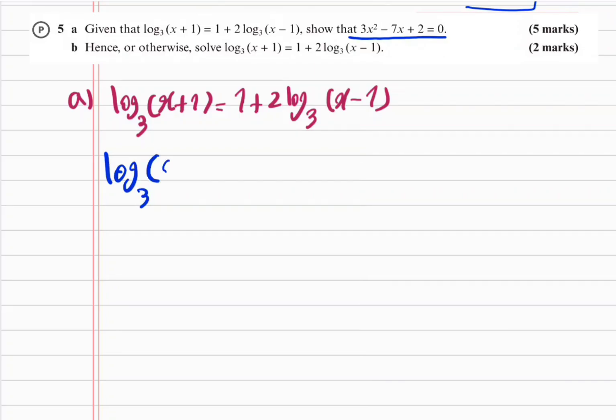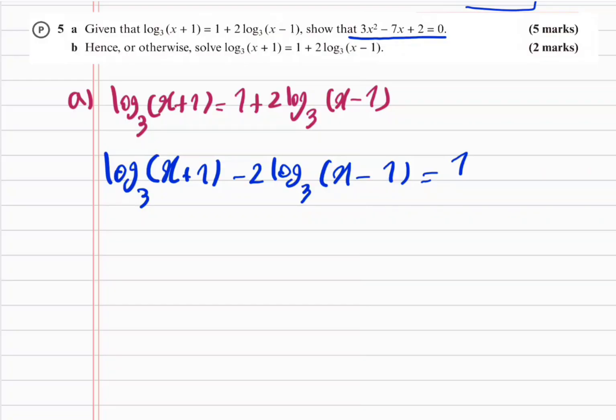side. So log base 3 of x plus 1 minus 2 log base 3 of x minus 1 is equal to 1. Now that we have all the logs on one side, this is when we have subtraction and the base numbers of logs are the same. This is the division law, which allows us to combine these and write them as a single log, in which we have the first expression divided by the second expression.